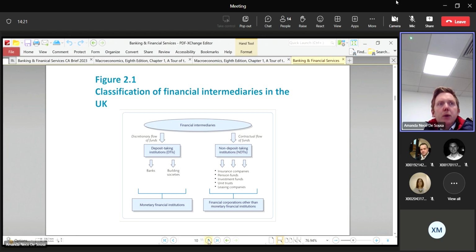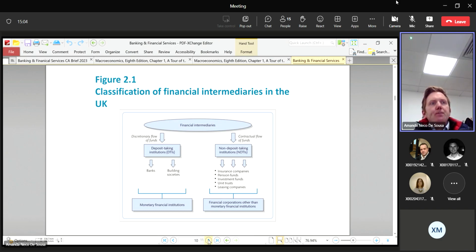Now then, what do we mean by discretionary flow of funds on the top left there? Well, this is really just talking about depositors being free to decide how much money they put in and for how long, and they can withdraw it whenever they want, or they have the discretion to withdraw it. However, when you flip to the right-hand side of that slide, we're dealing with non-deposit taking institutions, and they could be pension funds, investment funds, etc. And they usually require a contracted flow of funds and hence fall into the bucket, as noted there, as financial corporations other than monetary financial institutions.